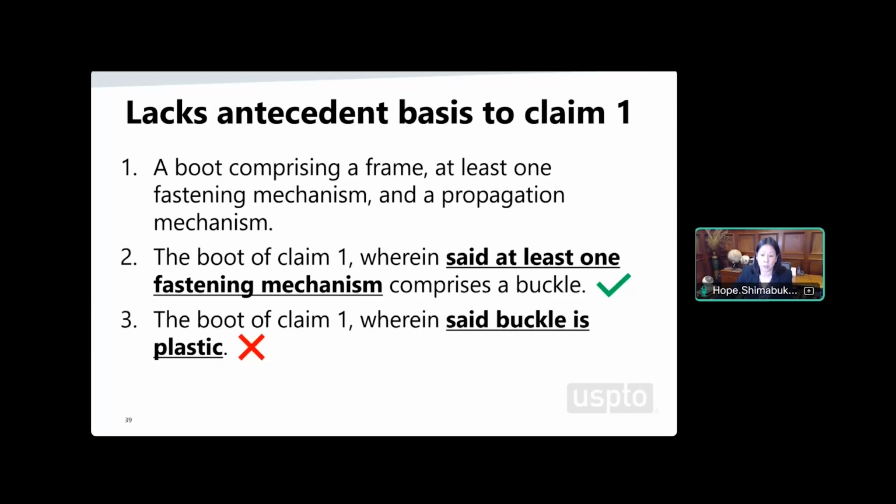It's actually written in claim 2. And claim 3 depends on claim 1 and not claim 2. So a quick fix to this is to change the dependency for claim 3 from claim 1 to claim 2. But for now, claim 3 is rejected by an examiner under 35 USC 112(b) for lack of antecedent basis.